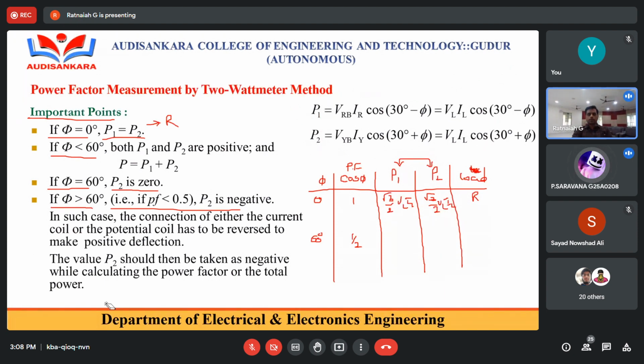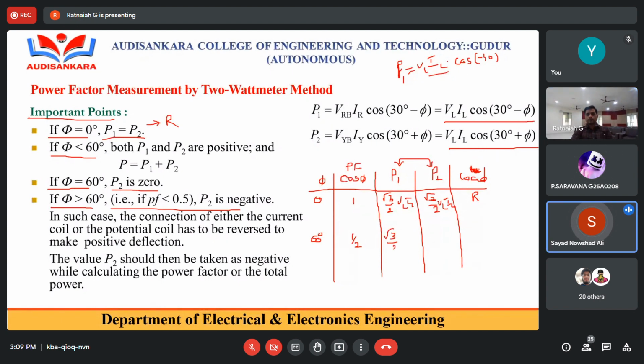P1 is equal to root 3 by 2 VL IL into cos of (30 minus 60), that is cos of minus 30. So cos of minus theta is nothing but cos theta. So obviously we get the same reading, root 3 by 2 VL IL.